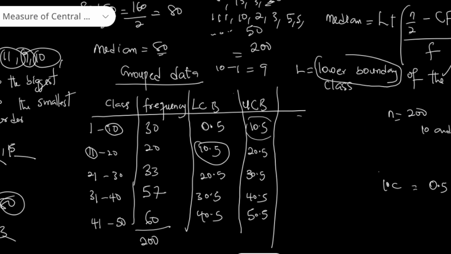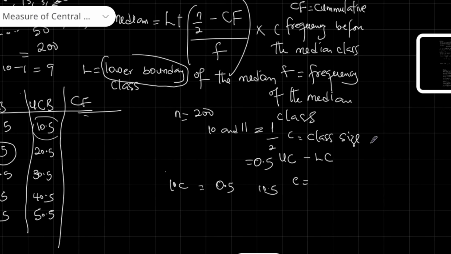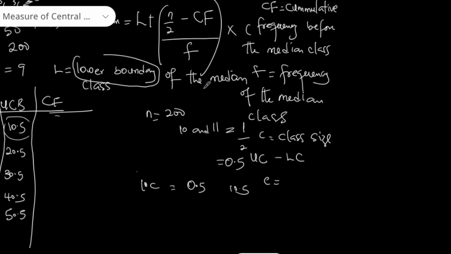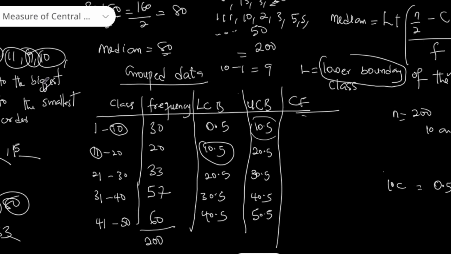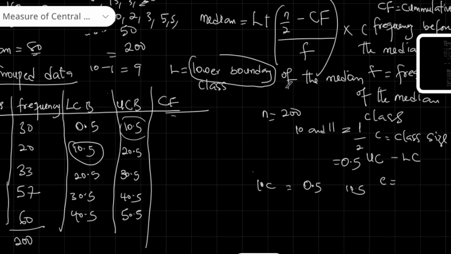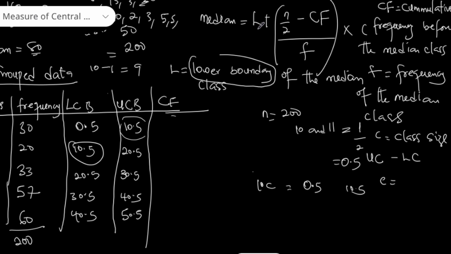Right? Now, your CF, that is the cumulative frequency. CF is not just the total cumulative frequency. CF is the cumulative frequency before the median class. I'll show you how to find the median class now, because our L depends on the median class. Our CF depends on the median class. Our f also depends on the median class, because f is the frequency of the median class. CF is the cumulative frequency before the median class.